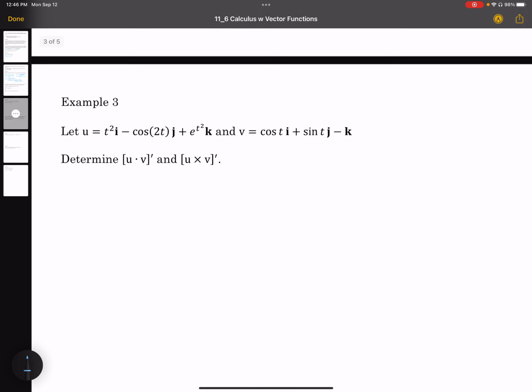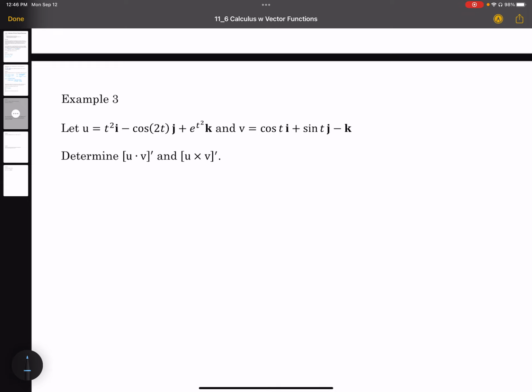So for example 3, we have u, you see what u is and you see what v is. We want to find the derivative of the dot product and the derivative of the cross product. So first, we know that the derivative of u dot v is equal to u prime dot v plus u dot v prime.